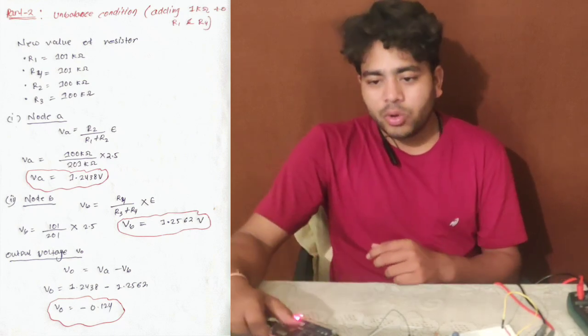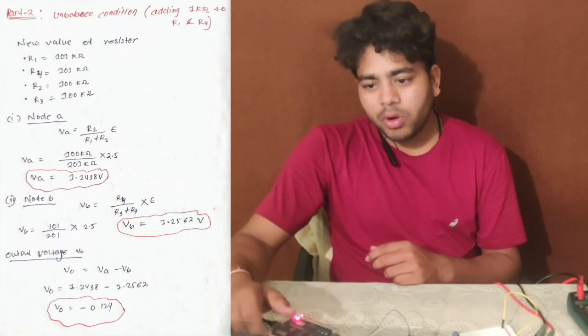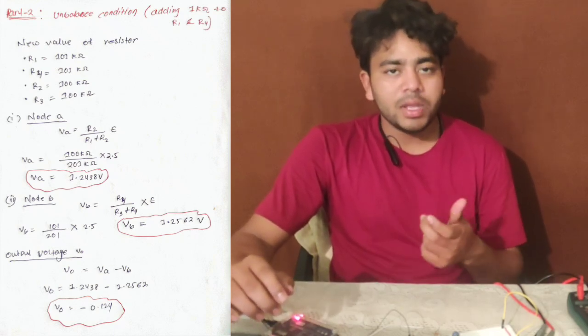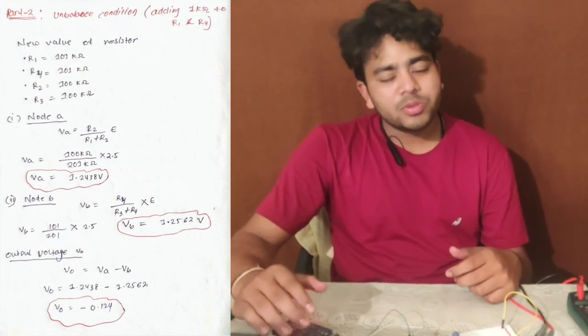Now let's calculate node A. Calculating node A is very simple. It is 1.2438 volts, and node B will be 1.2562 volts. In this case, node B is slightly more than node A, so the output voltage will be negative.